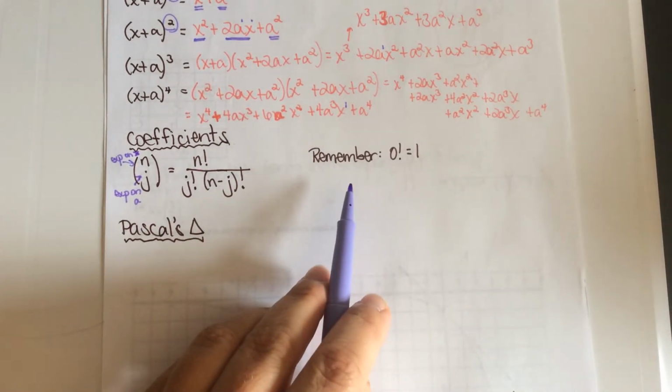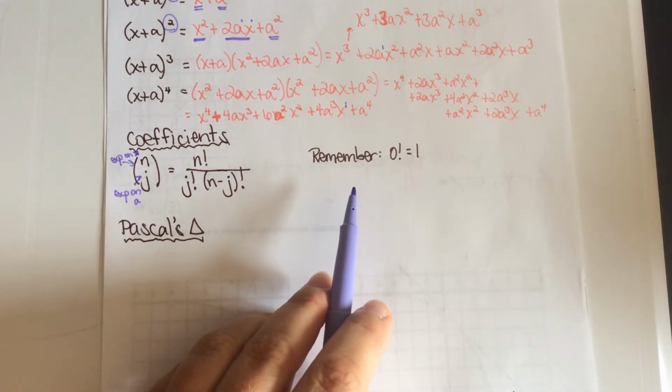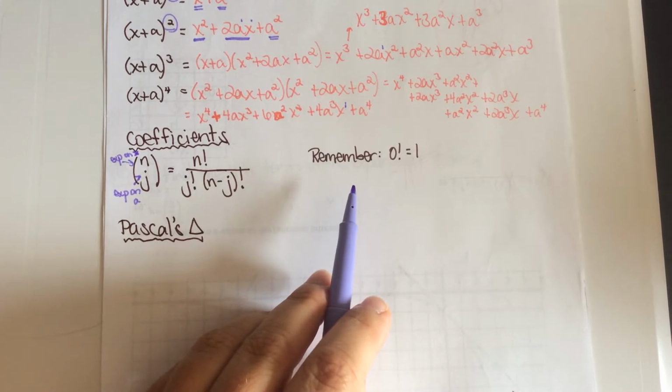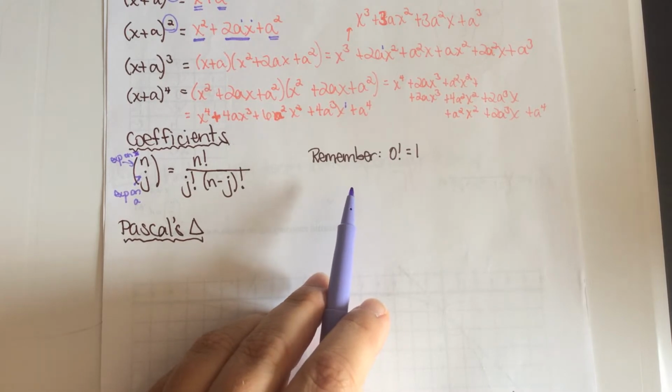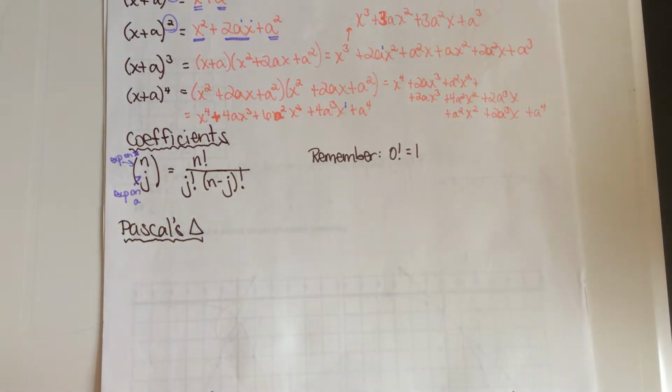Fact to remember about factorials. Fact about factorials. Okay, this video is going to be a little bit longer than usual. I apologize, but there's a lot going on here. 0 factorial is equal to 1. It's a definition. Just trust.